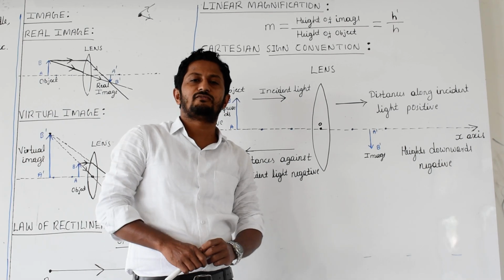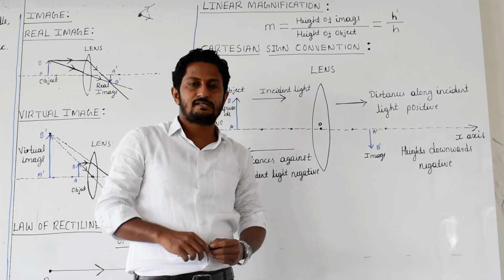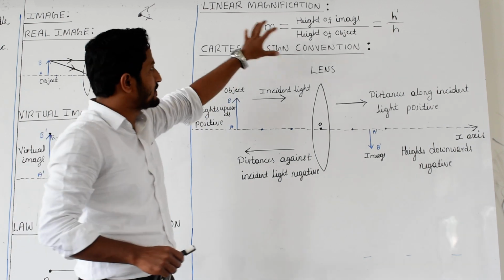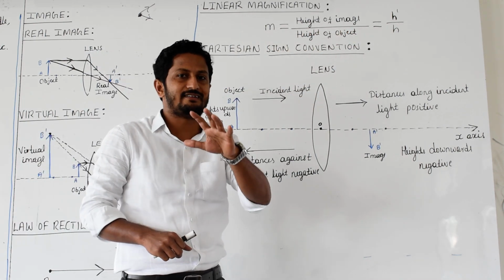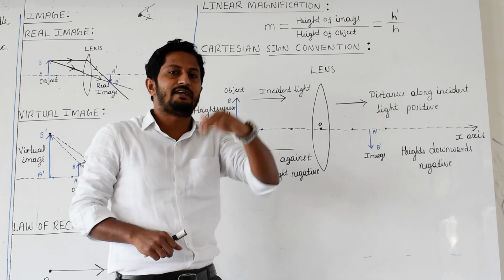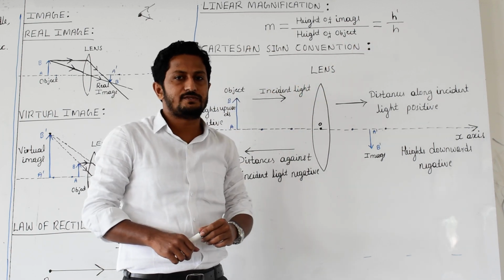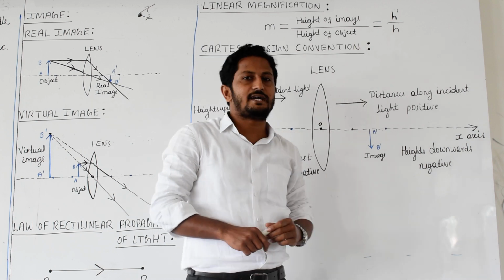Good morning students. We will continue from the previous class. In that class, I was telling you about magnification, linear magnification. I said it's the ratio of the height of the image to the height of the object. So that is nothing but h dash by h.